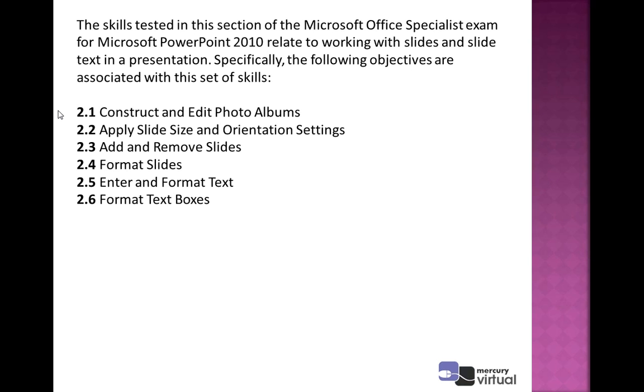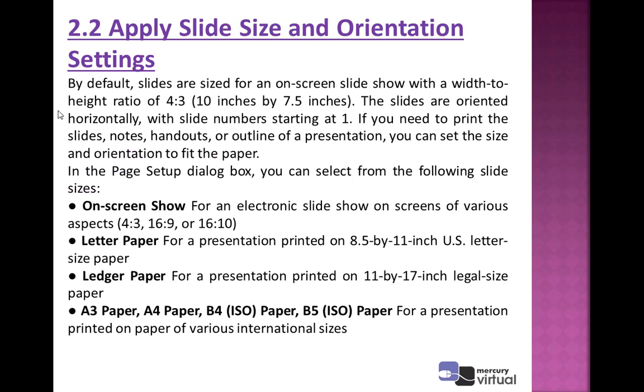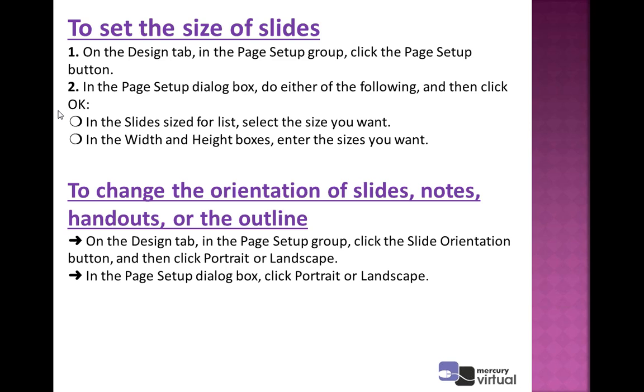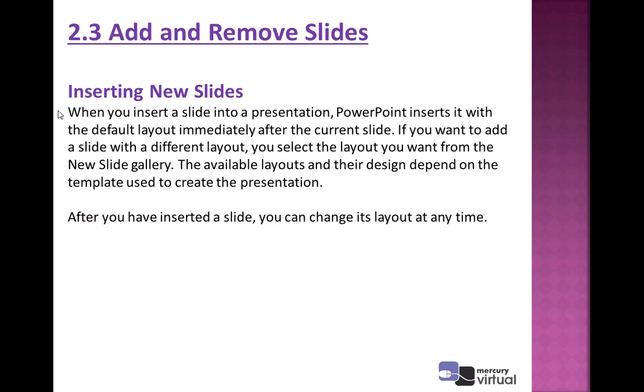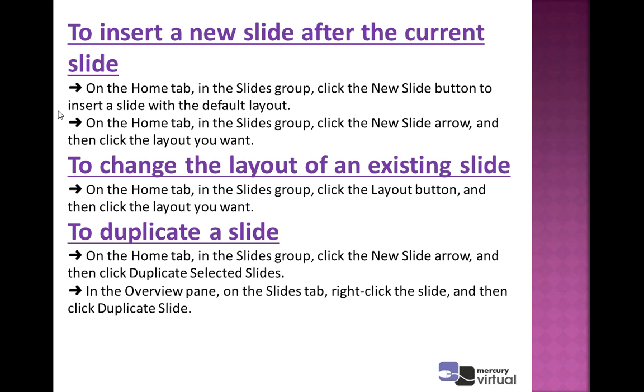Then starting with chapter number 2, there are 6 topics involved. First one is how to construct and edit photo albums. Either you can use the template or you can use the manual way for creating photo albums. Then 2.2 is how to apply the slide size or orientation, that is portrait or landscape. This is the dialog box. Then how to add or remove slides, means how to add slides and how to remove slides.